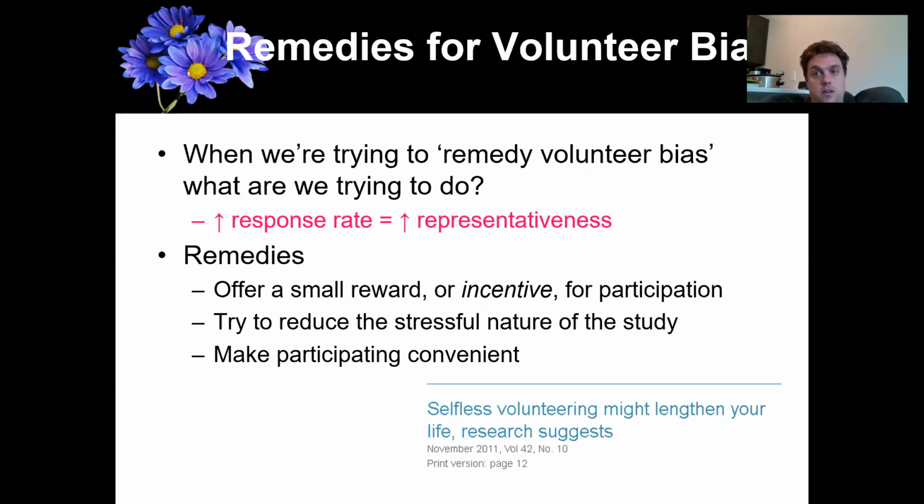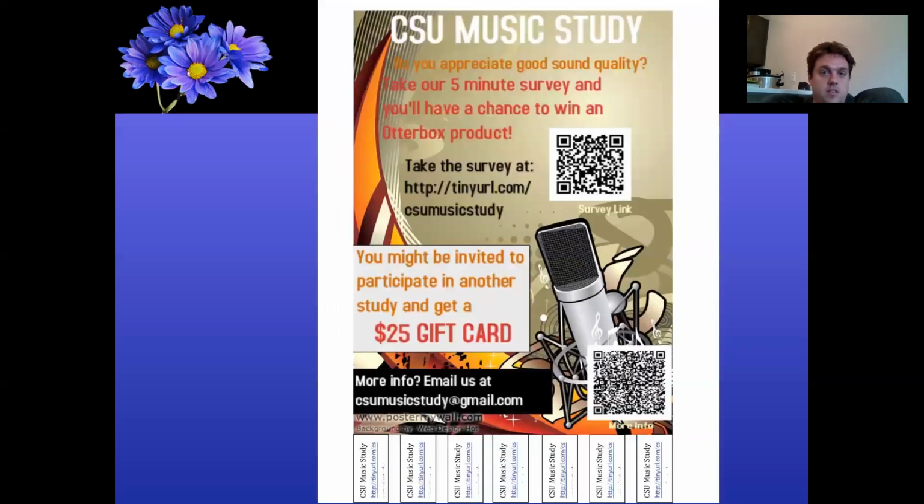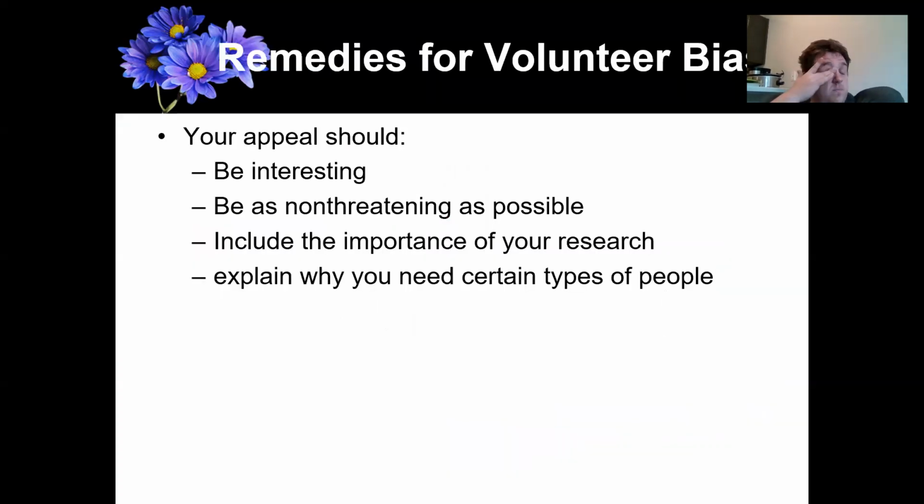And of course, making participation convenient, so they can fill out a quick online survey versus coming into a lab and doing something rigorous. Well, that might affect their tendency to participate, obviously. So when you approach people, however you approach them to do your study, making the study sound interesting is good. Being non-threatening is, of course, very helpful. Including the importance of your research is helpful, and also explaining why you need certain people to do the study can make them more likely to participate.